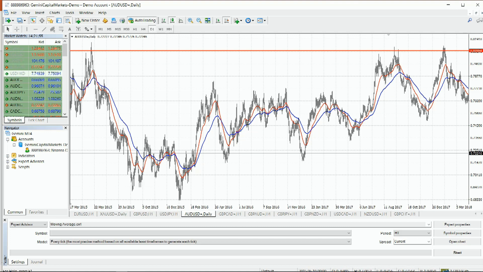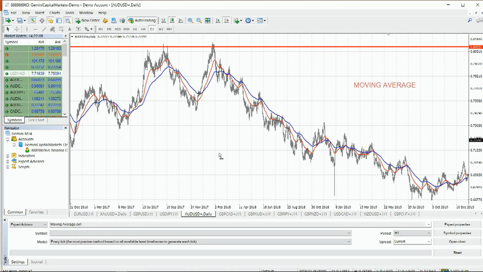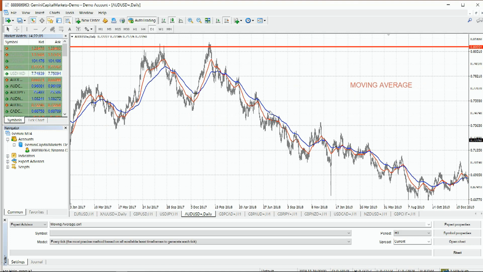In a downtrend, price tends to stay below the moving average. If it's in a sideways trend, price action is just choppy, and price is mostly cutting across the moving average. Now, you can see here, this is a downtrend. The price stayed below the moving average.